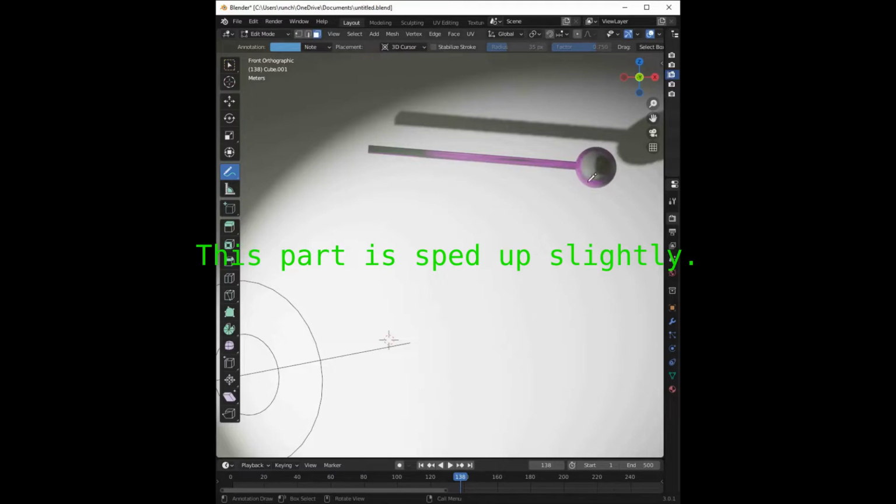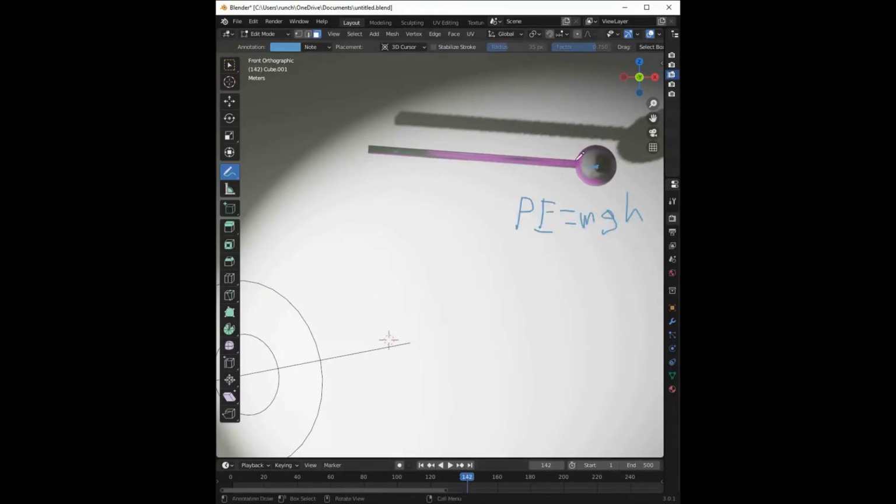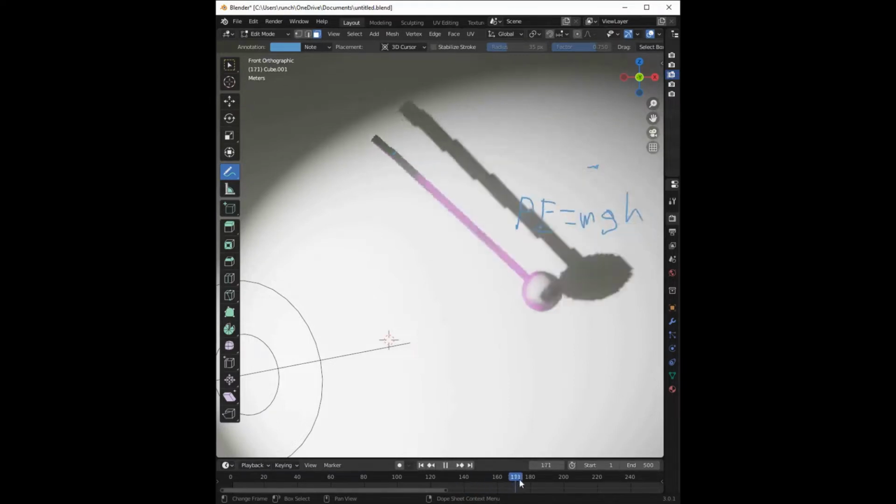Here we have a pendulum. It's almost at the top of the swing. Let's pretend this is like my pendulum. So basically, at the top of the swing, it's almost all potential energy. So here's the point of rotation, and then potential energy equals mass times gravity times height. And that's basically how you calculate potential energy, which we already learned in class.